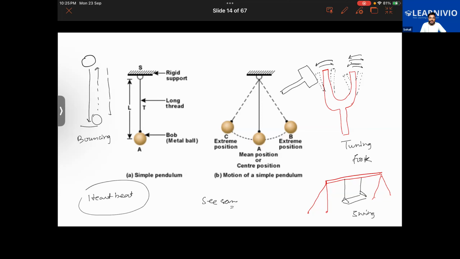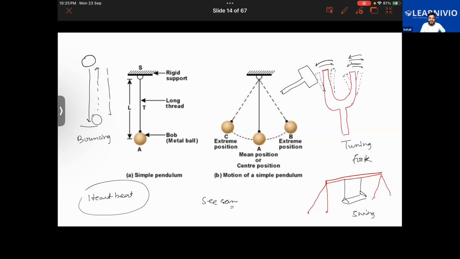So how do we define oscillatory motion? We define it as the to and fro motion. To means forward, fro means backward. Basically, to and fro refers to the forward and backward motion of the body about its fixed position. Further, oscillatory motion is said to be a periodic motion.